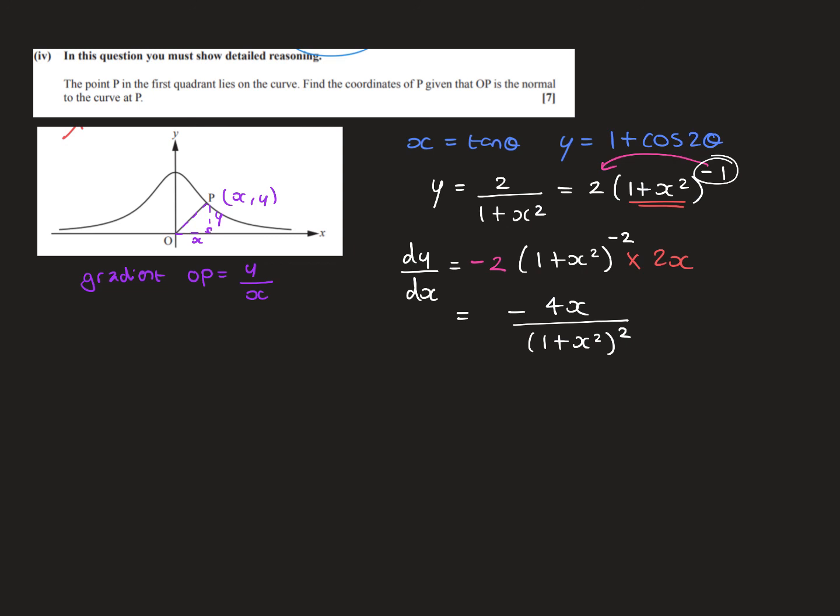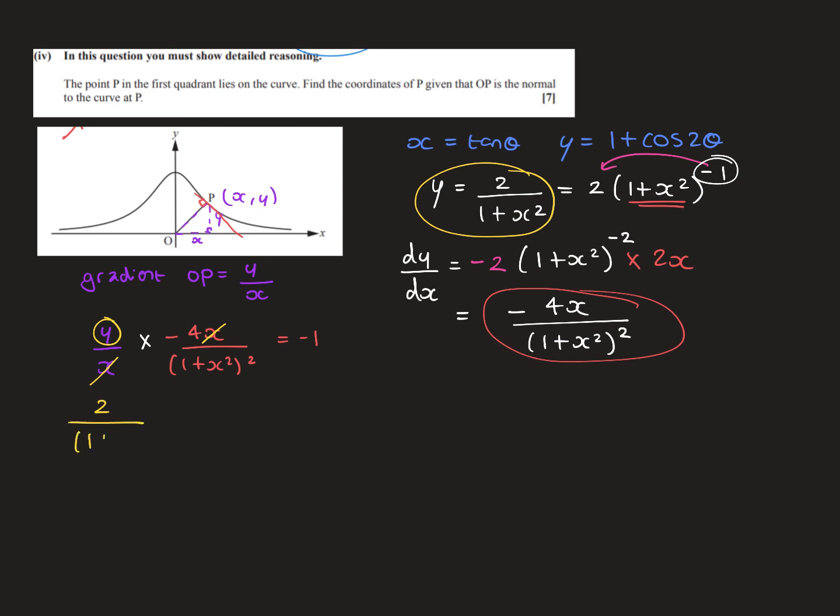Now, OP is a normal, which means that if we drew the tangent to the curve, the gradient of OP multiplied by the gradient of the tangent would equal -1. So y over x, which is the gradient of the normal, multiplied by this gradient here, which is the gradient of the curve, or the gradient of the tangent to the curve, must equal -1. And we end up with an equation that simplifies a little bit. You can see that x cancels from here and here. And y, of course, can be rewritten as this. So I've got 2 over 1 plus x squared multiplied by -4 over 1 plus x squared all squared equals -1.